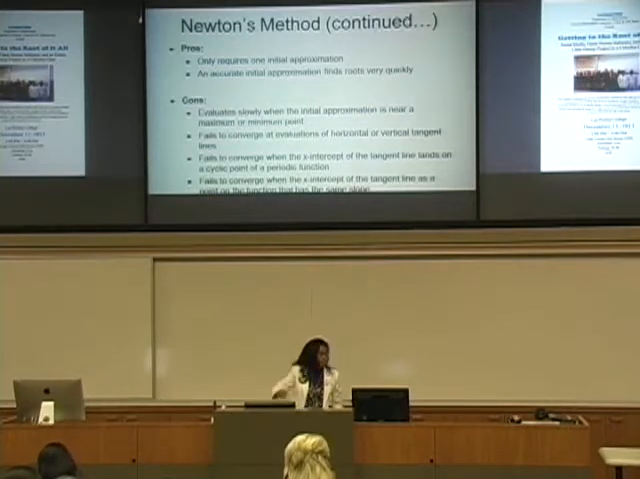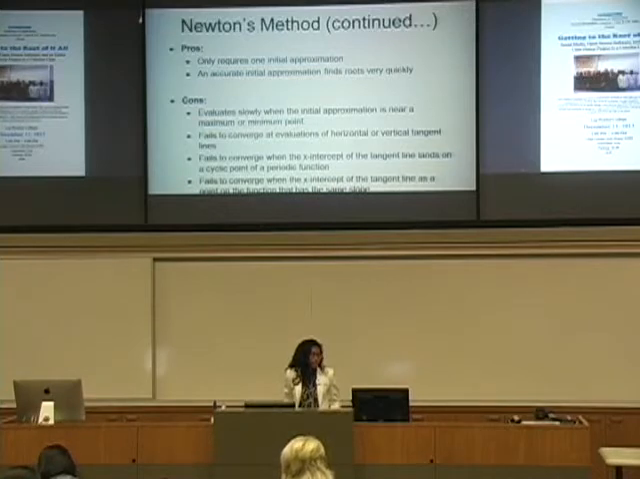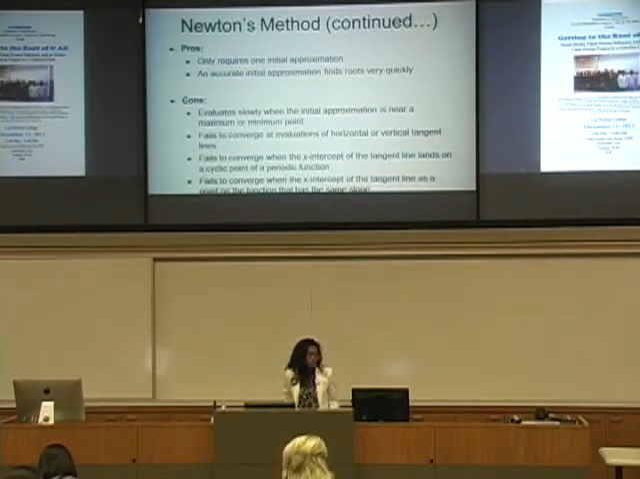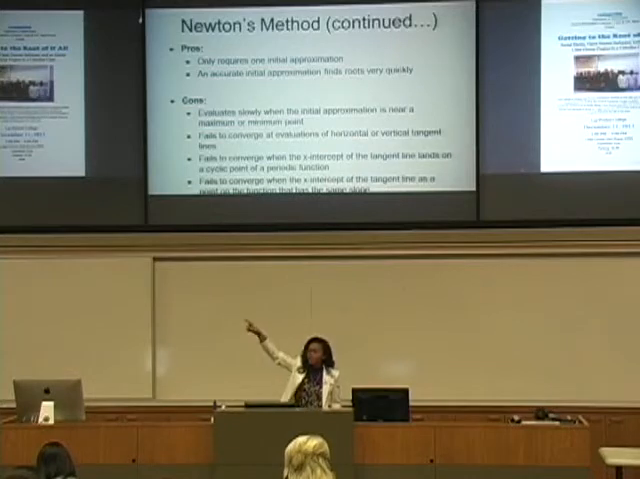So it fails to converge at evaluations of horizontal or vertical tangent lines, because then we'll just keep going up and down. And it fails to converge when the x-intercept of the tangent line lands on a cyclic point of a periodic function. That was a little hard to explain. So it would just keep bouncing back and forth pretty much, which is the same thing as the next one. It fails to converge when the x-intercept of the tangent line as a point on the function has the same slope, because it'll go down and it'll come back around. It'll keep doing that. You're going to have to take my word on this one. It's called root jumping.